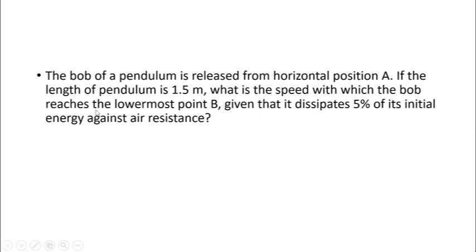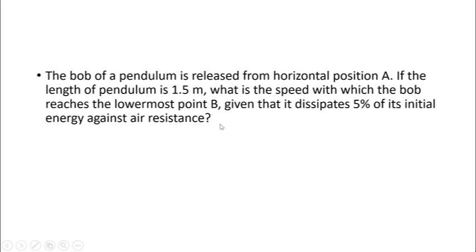And another question. The bob of a pendulum is released from a horizontal position A. If the length of the pendulum is 1.5 meter, what is the speed with which the bob reaches the lowermost point B, given that it dissipates 5% of its initial energy against air resistance?